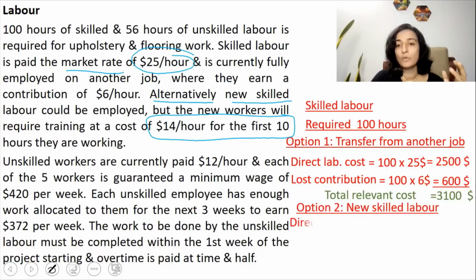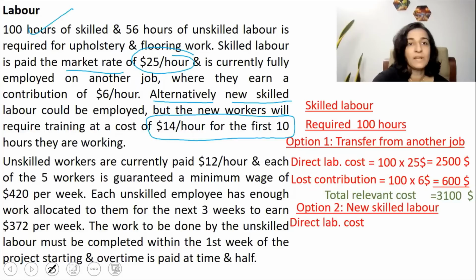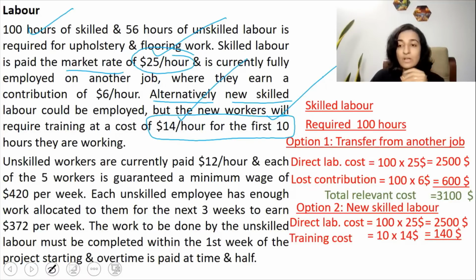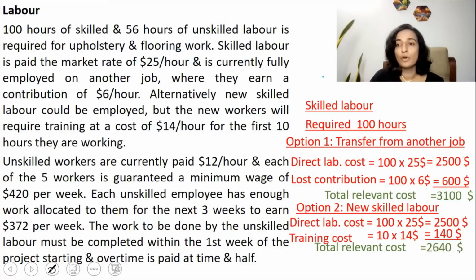So the cash outflow is the direct labor cost, that is 100 hours multiplied by $25 per hour, which is the market rate. So it is $2,500 plus you will have to incur a training cost for the laborers. That is $14 per hour multiplied by 10 hours, because we need to train them only for the first 10 hours. So training cost is 10 into 14 or $140. So the total comes to $2,640.